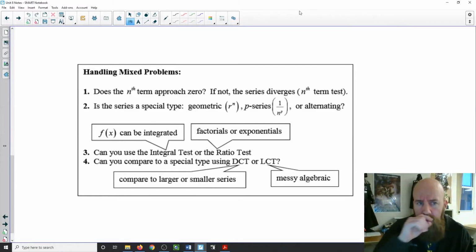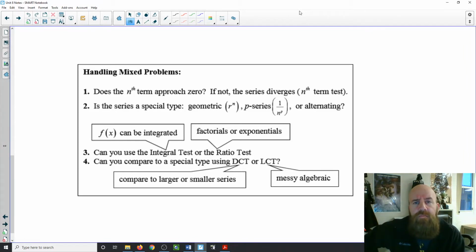Alright, so here is a little tip to work through some series problems. Now that we're all done learning all of the tests that we're going to use for testing convergence for series, these are step-by-step instructions on how to figure out what test to use for each series.